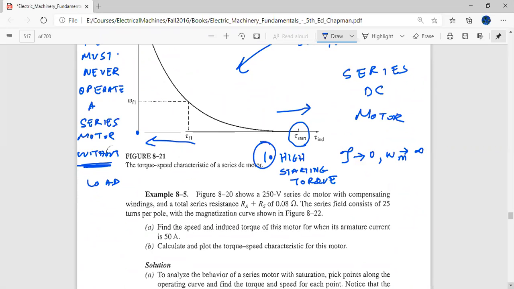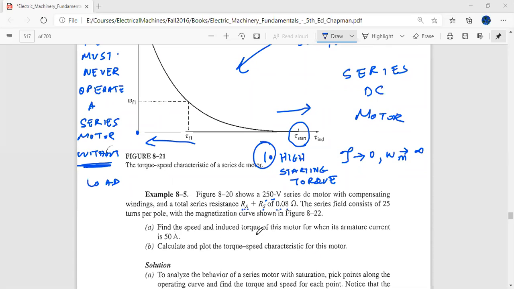Okay, so this is again a series motor. This is the terminal voltage VT, and the sum of the armature resistance and the field resistance is given as 0.08 ohms. Okay, and now it says there is some magnetization curve shown in this figure 8.22, which is the next figure after this. We will look at it in a while.